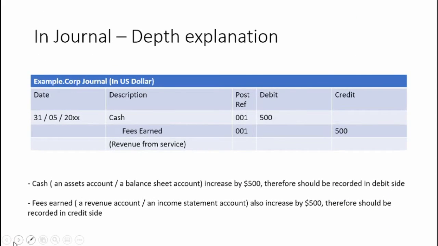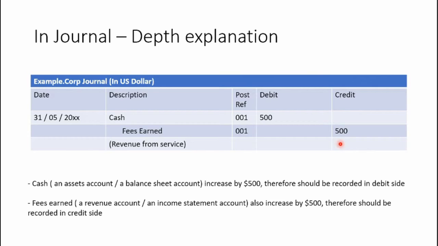So if we go back to the journal earlier, cash is increased in debit and fees earned is increased in credit. Cash is an asset account, which is a balance sheet account, increased by $500. Therefore, it should be recorded in debit side according to the rules of debit and credit. Fees earned is a revenue account, an income statement account, also increased by $500 in this case, therefore should be recorded in credit side according to the rules of debit and credit.